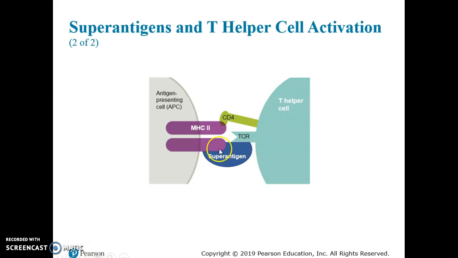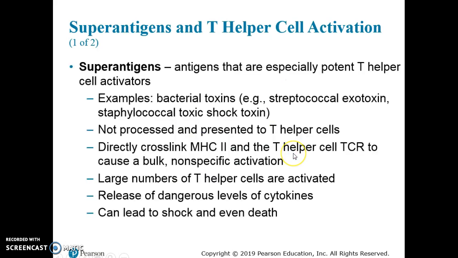It binds outside of the antigen binding site, but it's still able to bring the antigen presenting cell and the T cell together, and it gets activated. And so it's not processed at all. It directly binds to the MHC and the T cell receptor to cause what's considered a bulk nonspecific activation. So large numbers of T helper cells are activated, and this causes dangerous levels of cytokines to be produced. And this leads to toxic shock syndrome.